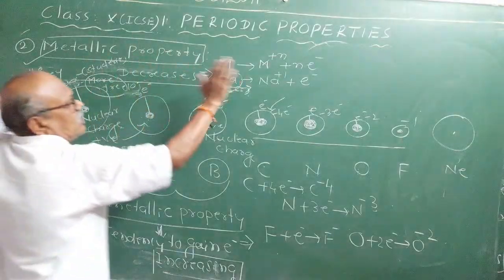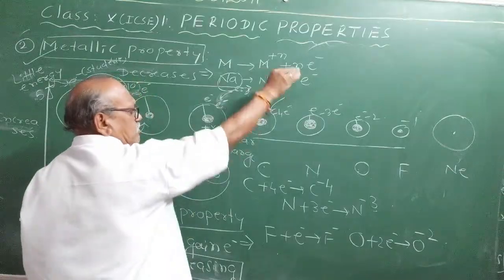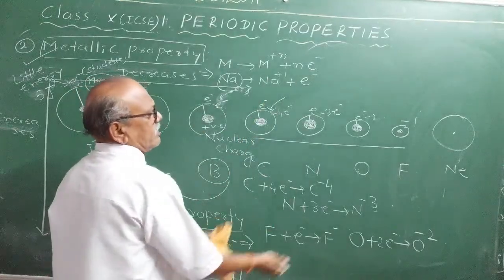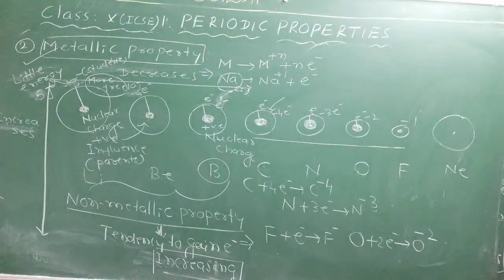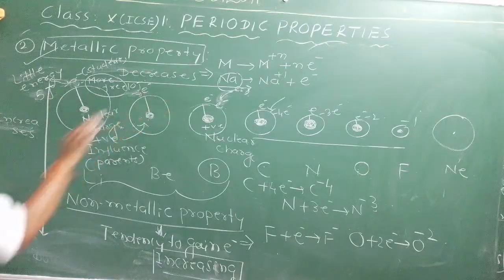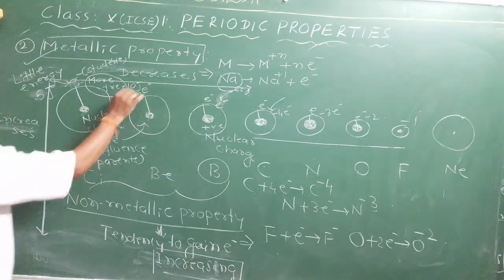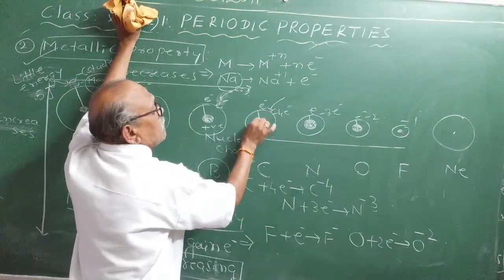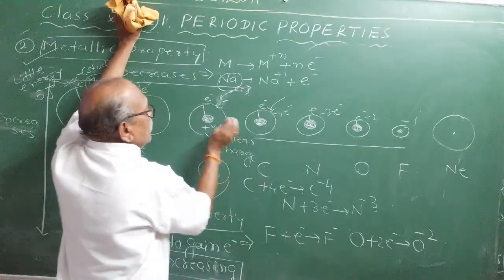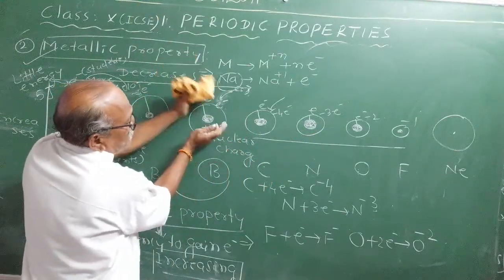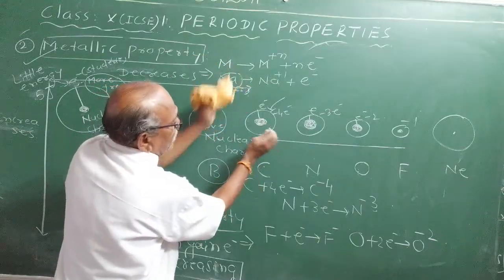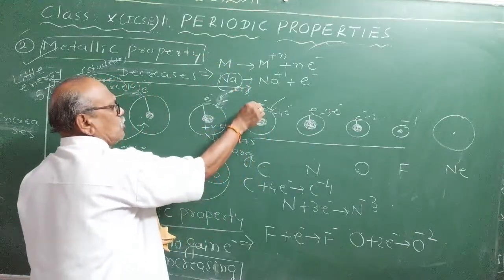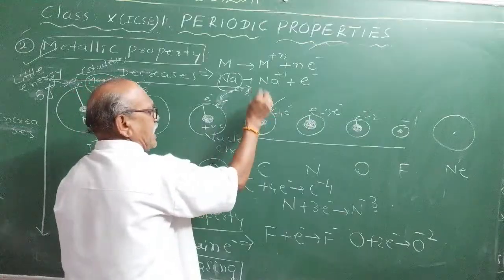This reaction of losing electrons is called oxidation. Gaining electrons is called reduction. You studied oxidation and reduction earlier. Later we will talk about it. See, this is the thing. As you move further, metallic property goes on decreasing because the electron cloud will come closer and closer, nuclear force will increase, like parents being very, very close to the students. Therefore, students are tightly bound to them.